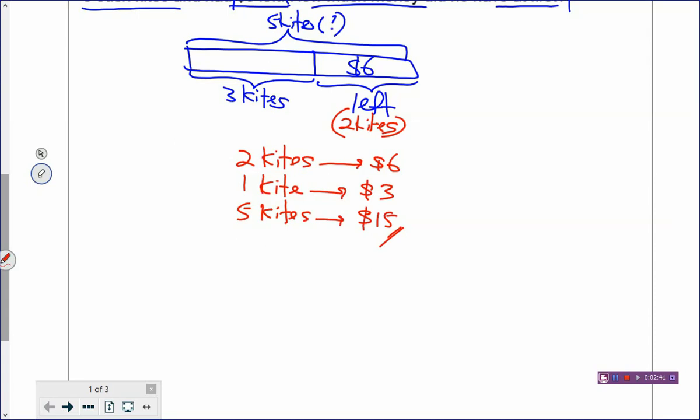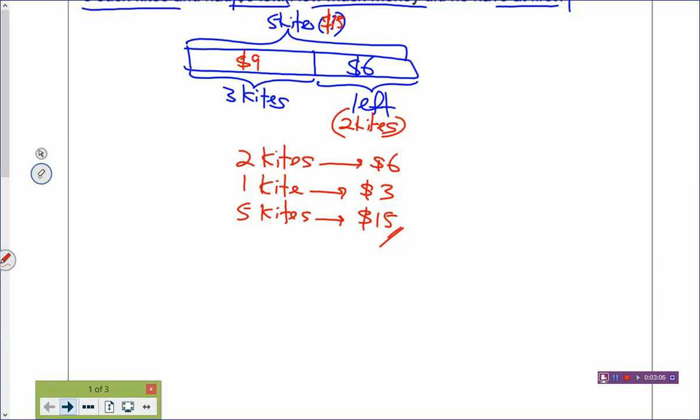And if the question asks you how much is 3 kites, you can also find 3 times 3, that will be $9. And so the money that he has at first will be 9 plus 6, 15. Quite easy. So what is the excess? The excess is the leftover, the money that you have after you spend. We call it the excess.